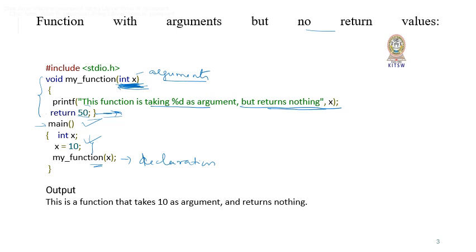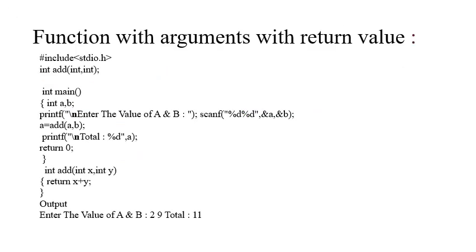Since it is declared in the main, this will be used by all the function declarations which are there in the main. So this x is passed to this function, and here it will print 10 in place of %d, which is the value of x. So this will be the output for this program.